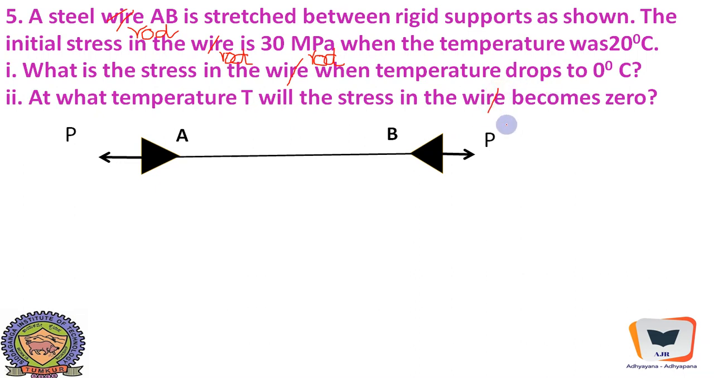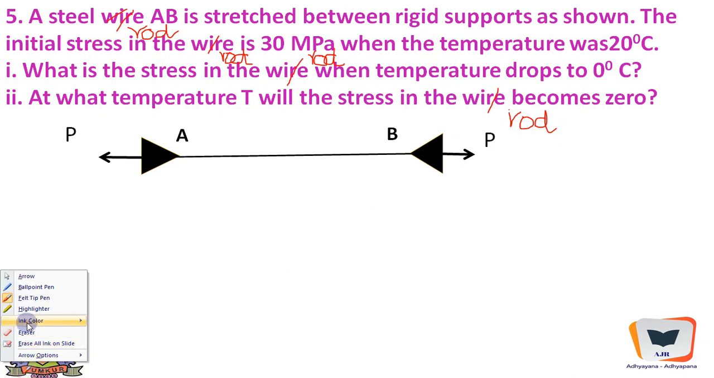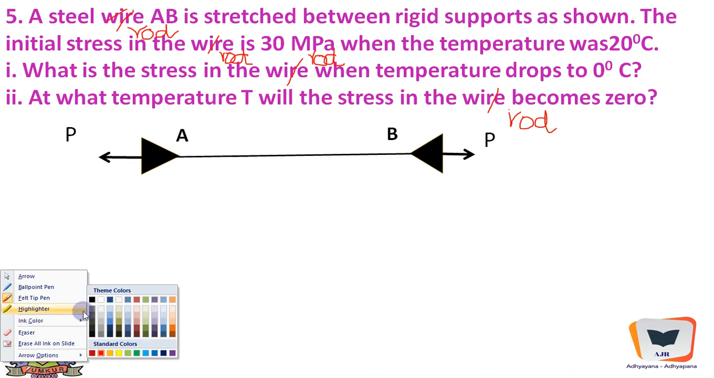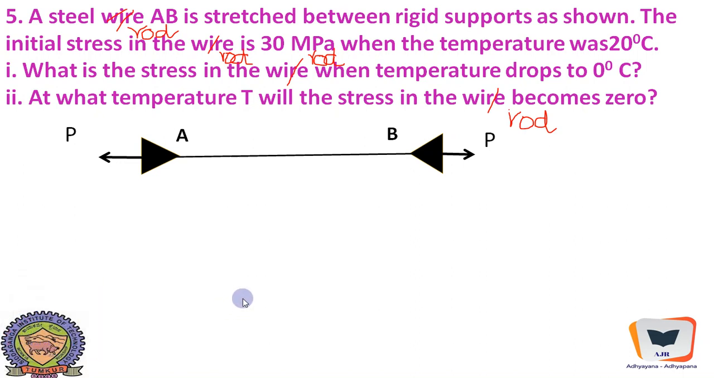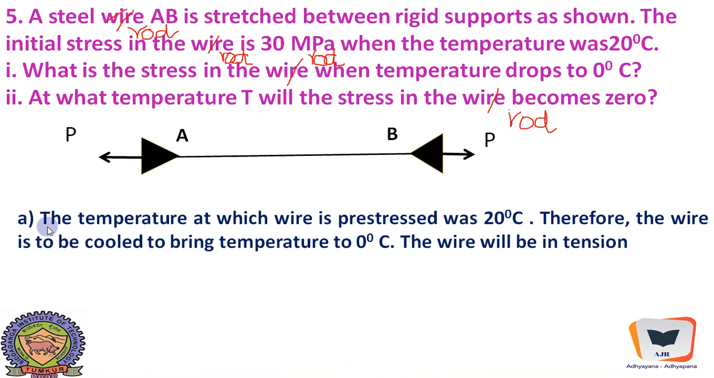The second question is, at what temperature T will the stress in the rod become 0? So in order to make the stress in the rod 0, we need to heat it till the stress happens to be compressive stress amounting to 30 MPa. So here is a pre-stress, that is a tensile stress of 30 MPa, and we are going to heat it further in order to make the stress condition 0. Therefore 30 and 30 will cancel away. The compressive stress will nullify the pre-stress of 30 MPa. So we will solve this problem with this idea.